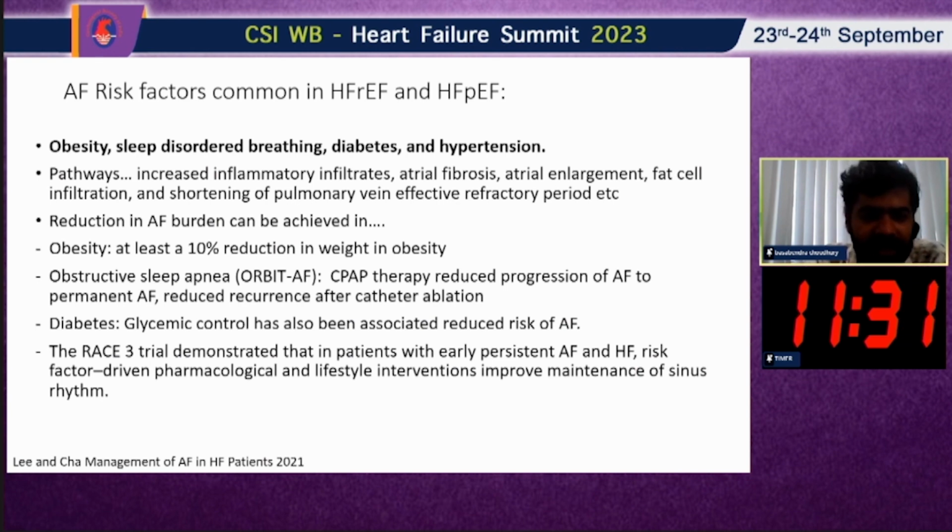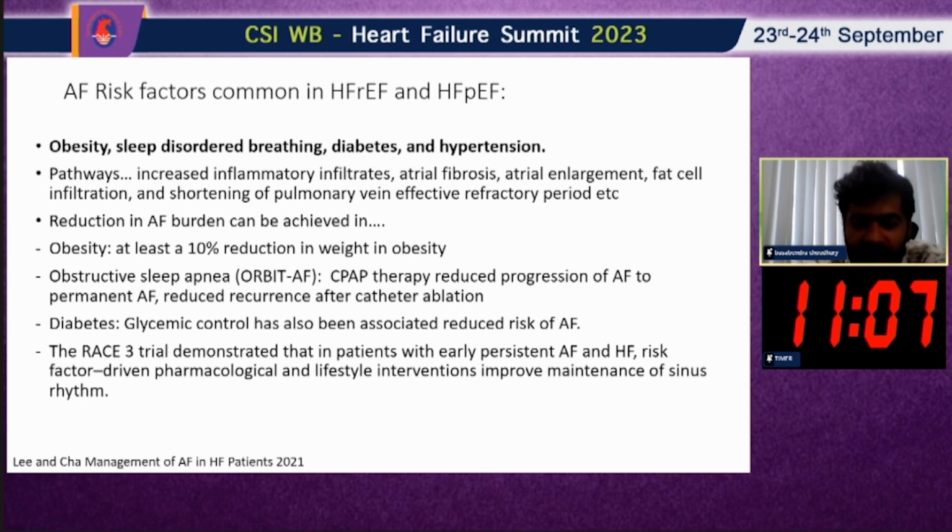Now, reduction in AF burden can be achieved by a variety of ways. If the person has obesity, at least a 10% reduction in weight will help in the reduction in AF burden. If the patient has OSA, CPAP therapy will help in reducing the progression of AF to permanent AF and also reduce the recurrence after a successful catheter ablation.